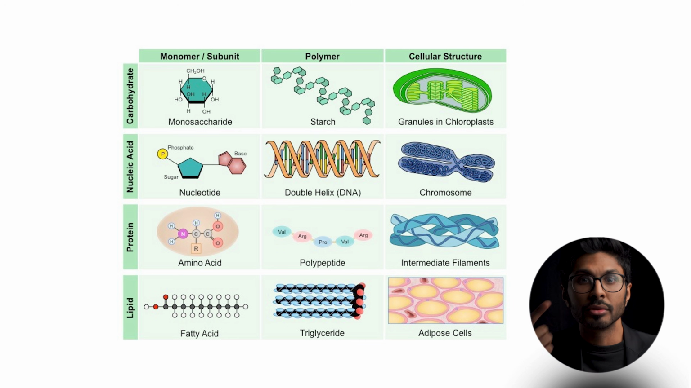Sulfur and phosphorus are important in biomolecules. And trace elements like, say, iron and magnesium and zinc, they all play critical roles as catalytic components in enzymes.